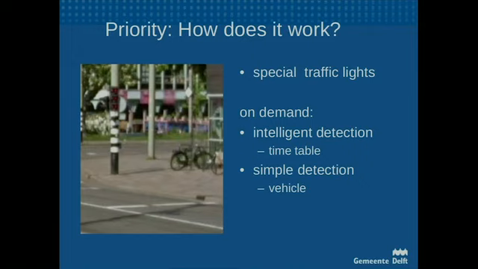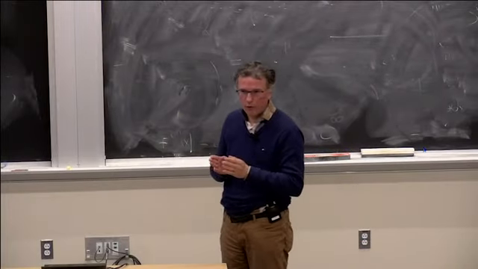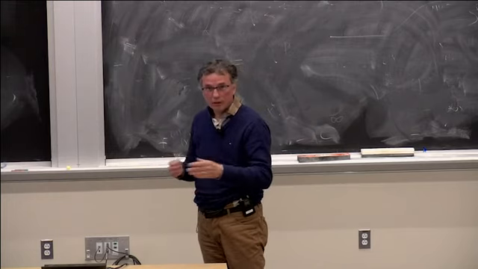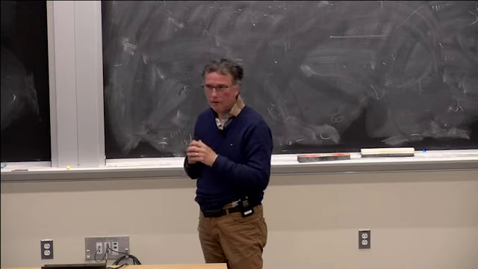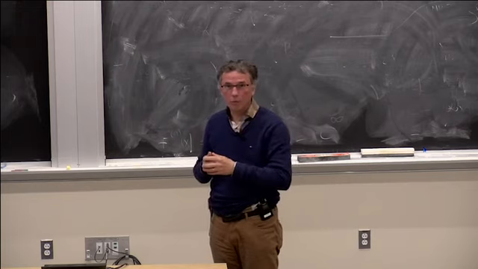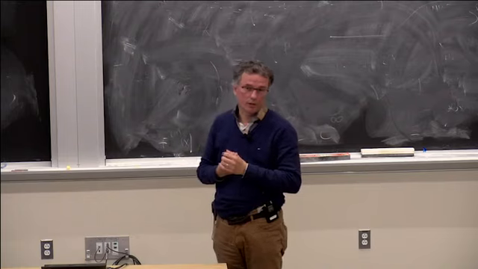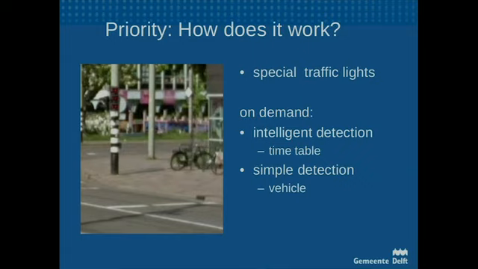And we have 2 kinds of detection. The first one is the intelligent one. So every vehicle says, I'm bus 24, vehicle number so, I should be here 20 minutes past 5. So he's also telling his time per table. And then we know, okay, you're 1 minute early, we will not give you priority. That's the expensive one.